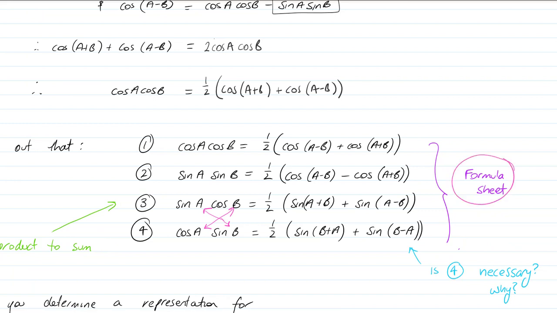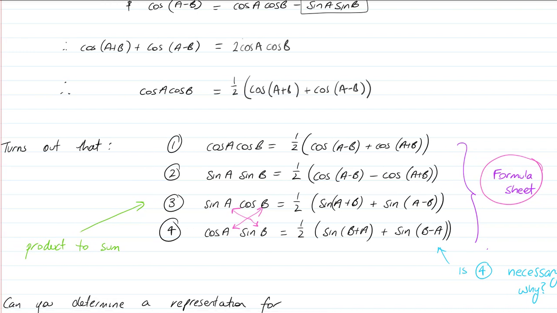The other good news is, though, that they're on the formula sheet. So you don't need to memorise them, but you do need to know that if you've got a situation where you've got, say, sine of 15 times sine of 75, you can use one of these to simplify it down to more doable situations. So I'll leave that one with you.